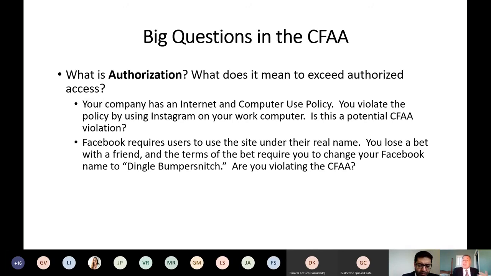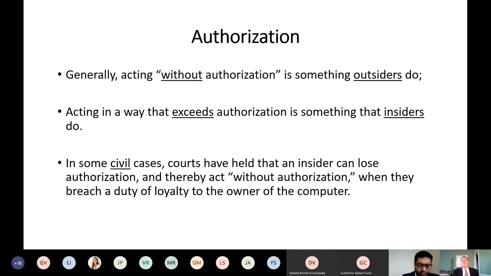Is that a violation of CFAA? These are the kinds of issues that are coming up. Now, generally, the statute says "without authorization," the sense is that that is about people who are trying to hack in, people who really are outside the company. But then "exceeding authorization" is seen as something that somebody inside the company does.